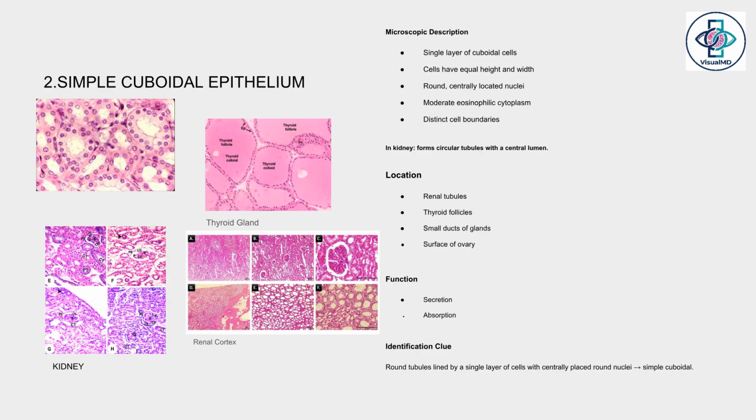Simple cuboidal epithelium is a single layer of equal height and width cells with round, central nuclei. It is found in renal tubules and thyroid follicles, mainly functioning in secretion and absorption.